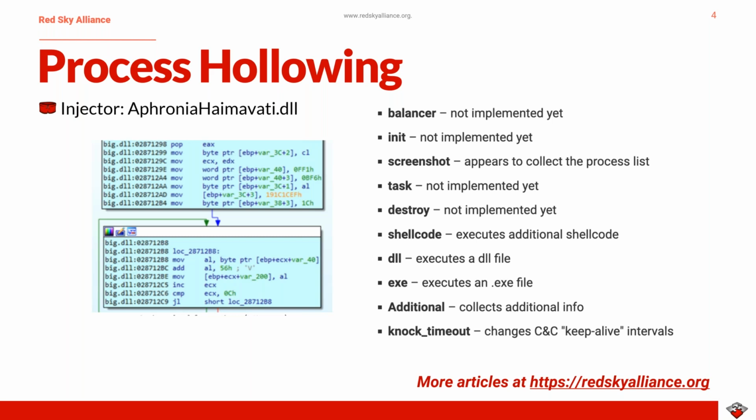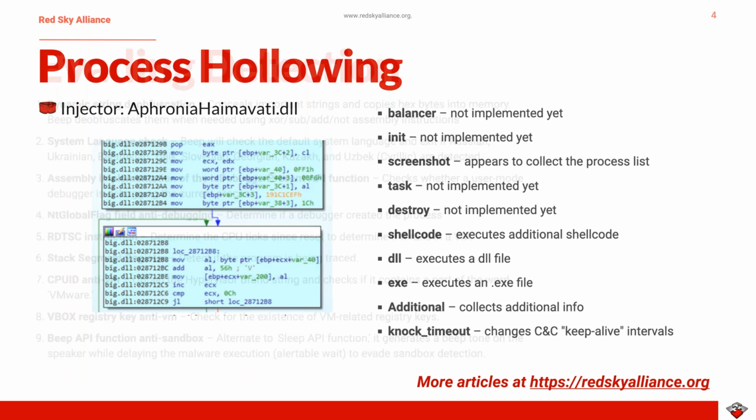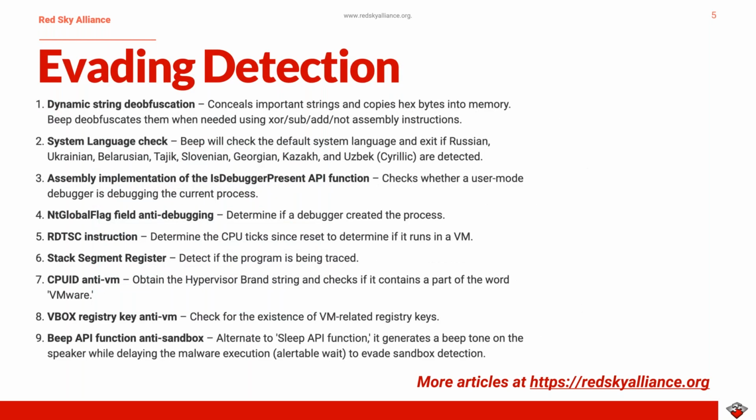Despite the limitations in the analysis of the malware, we were still able to identify the following functions in the sample, which are triggered by C2 commands that you can see on the right side of this slide. What makes the Beep malware stand out is its use of multiple techniques throughout its execution flow to evade detection and analysis by security software and researchers.